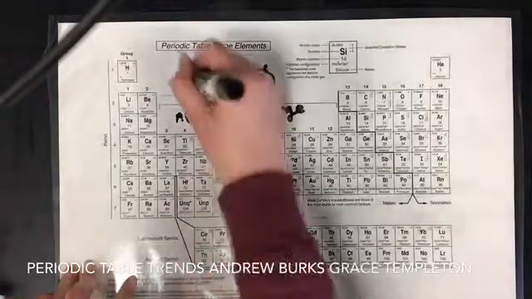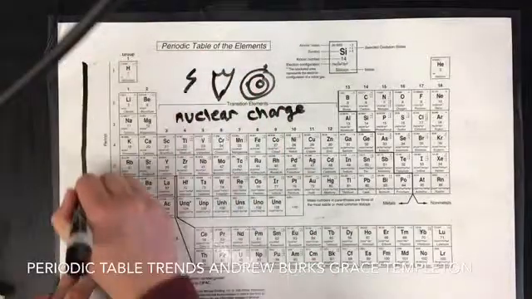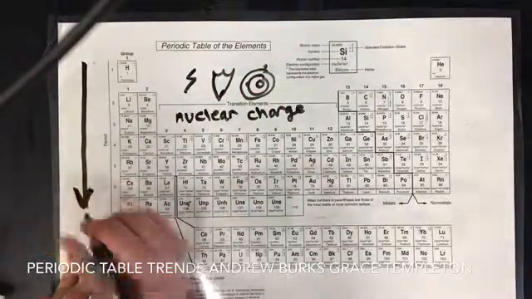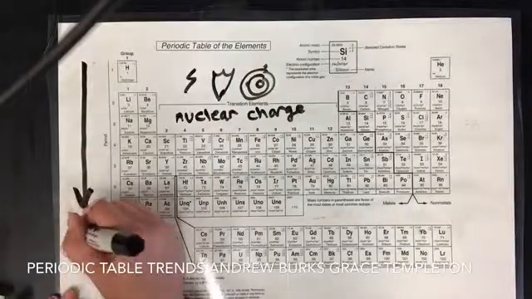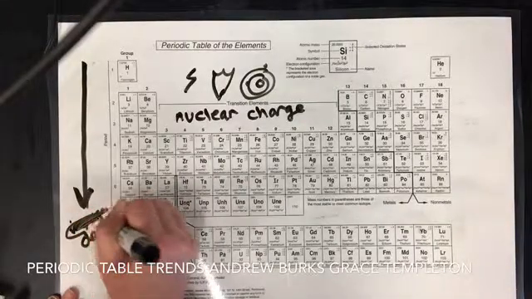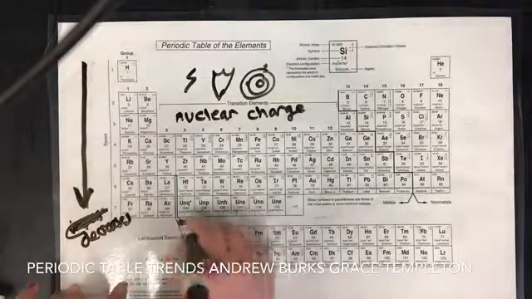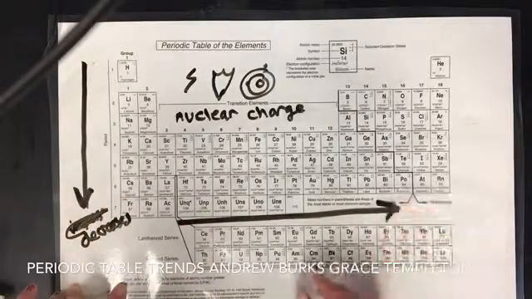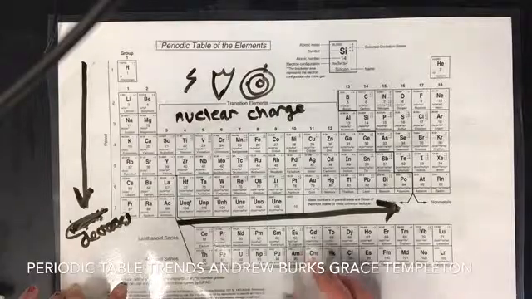As we move down the periodic table, the number of shells increases, which therefore increases the shielding effect. Because of this, the nuclear charge decreases as we move down. As we move across, the nuclear charge should increase a little since the positive charge from the nucleus is increasing while the shielding effect remains the same.